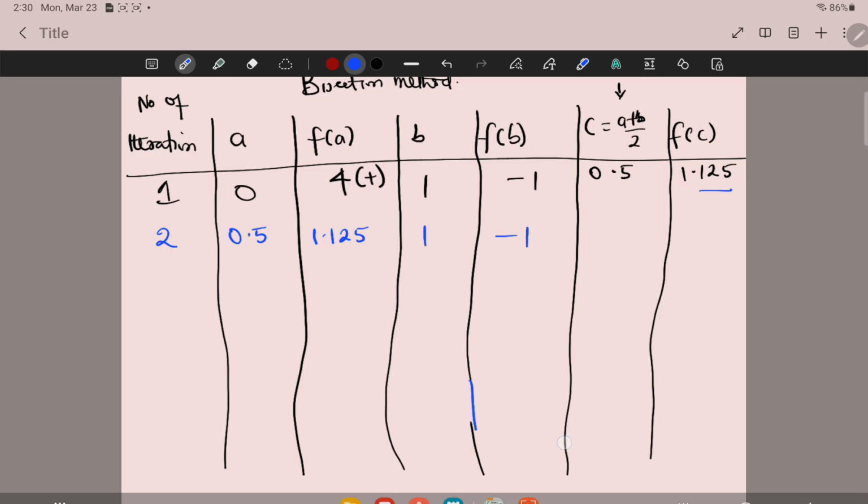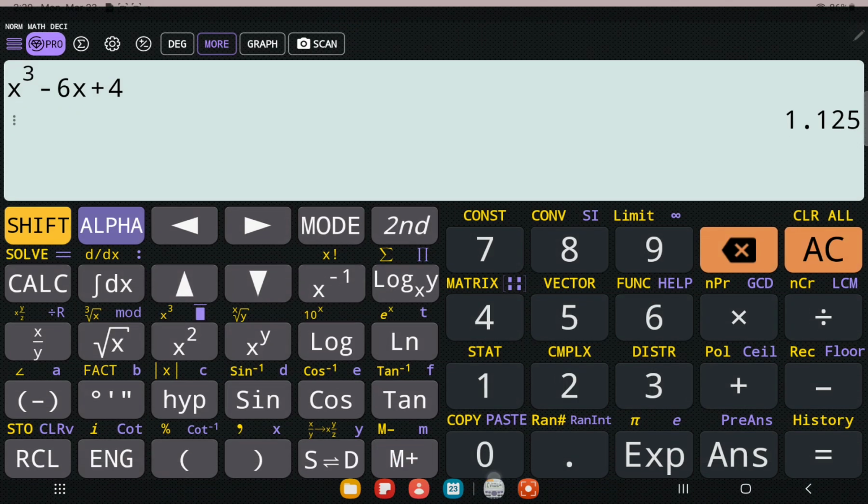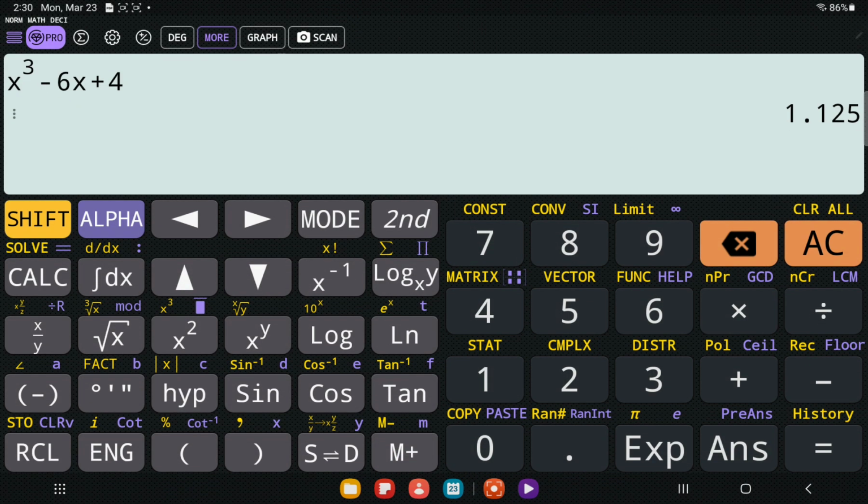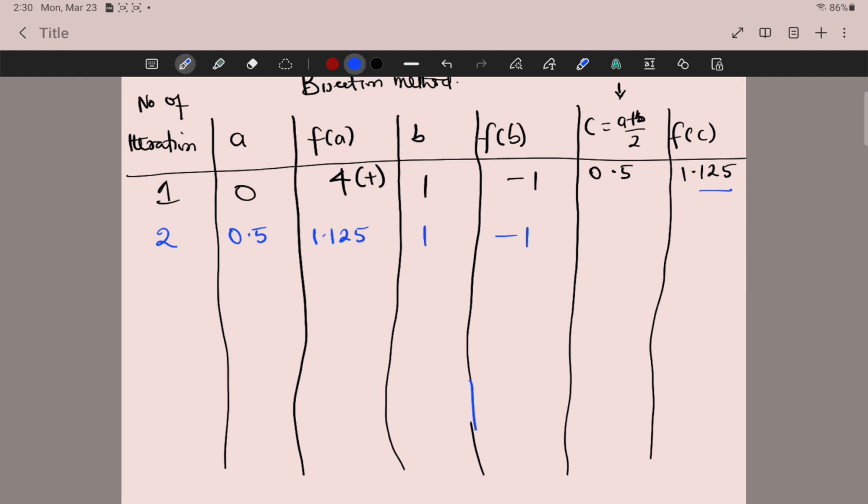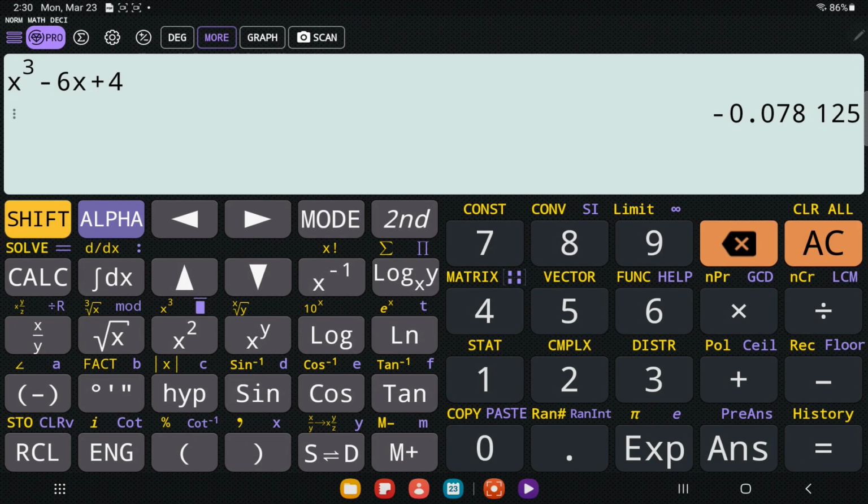So what will be this? So calc at 0.5, calc at 1. See that? So a over b plus 2 is 0.75. This one is minus 0.078. I want you to pay attention to this pattern. If you pay attention to this pattern, you will get it.